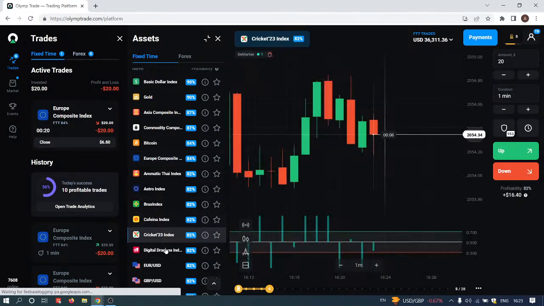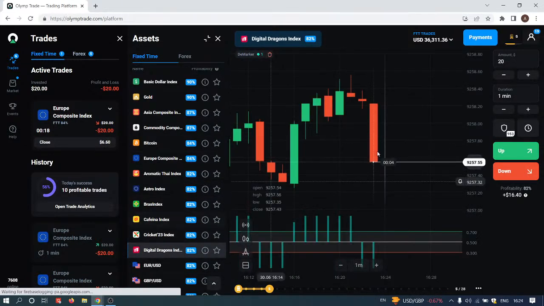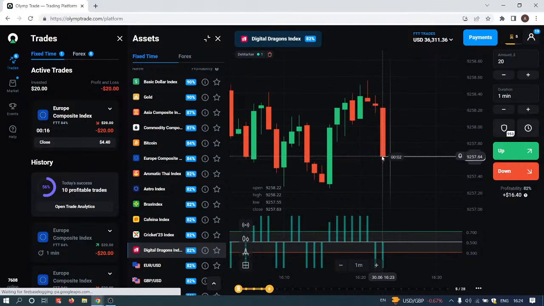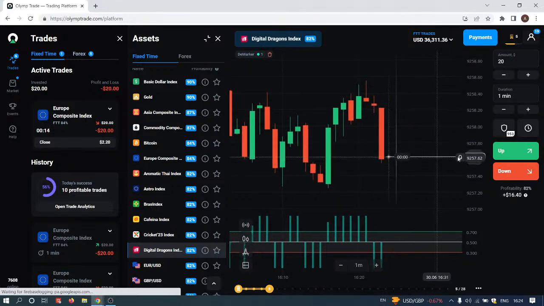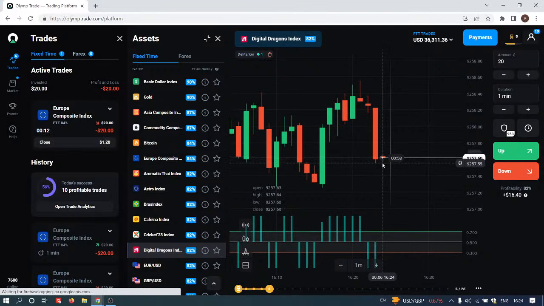Okay, let's try this Digital Dragons index. This is going to be our next candidate.